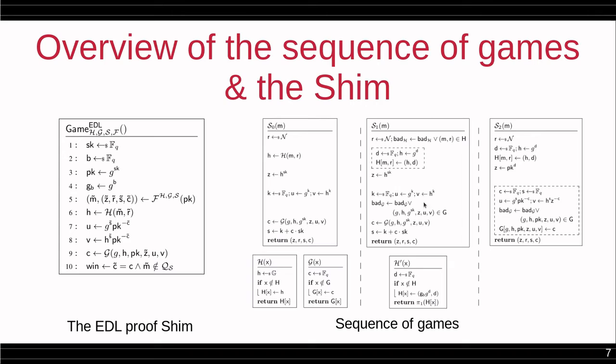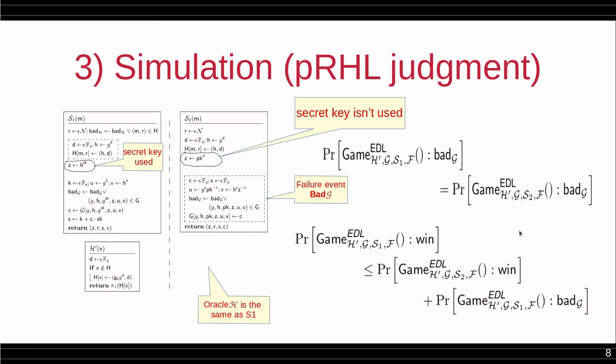The first game, game 0, is equivalent to UF-CMA security of ADL, and the final game, game 2, is equivalent to the CDH experiment on the reduction with some bits added at the end.